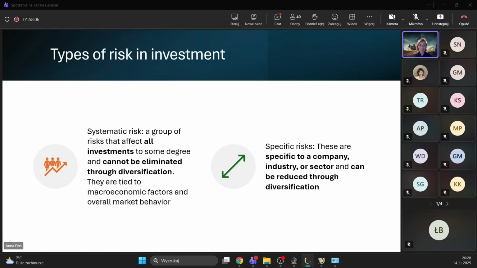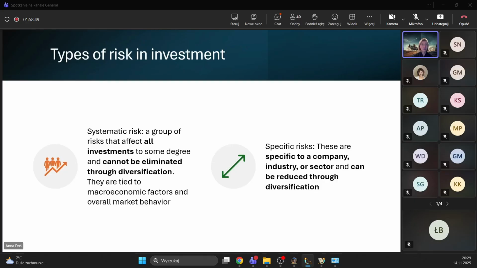While specific risk is specific to the company, sometimes to an industry or sector, it can be reduced through diversification. So, for example, if a company invests heavily in a new technology and there are some risks related to this, then this is the risk specific for this company because other companies don't invest in this particular technology. Okay, this risk can yield an increased return in the future, but it can also result in losses. So the risk is always something that can benefit the investor or can hurt the investor.